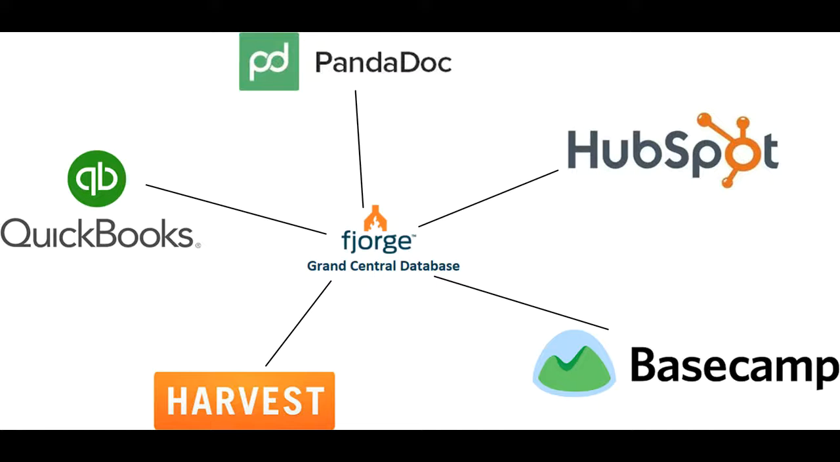For our project, we worked with Fjorge Digital, which is based in Minneapolis. The purpose of our project was to automate the data flow between 5 different software systems utilizing their APIs.